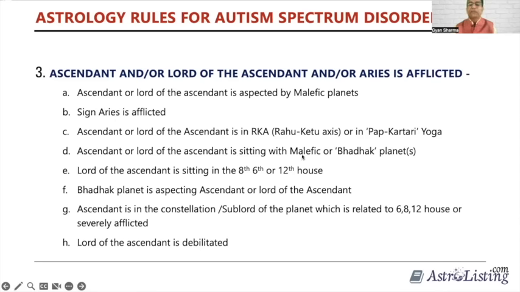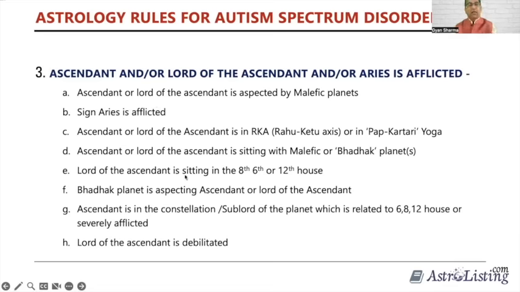The ascendant or lord of the ascendant is sitting with malefic or Badhak planets. The lord of the ascendant is sitting in the 8th, 6th, or 12th houses. A Badhak planet is aspecting the ascendant or lord of the ascendant. The ascendant is in the constellation of the sublord of a planet which is related to the 6, 8, 12 houses or severely afflicted. And the lord of the ascendant is debilitated. So these are the sub rules. While analyzing the horoscopes, I was giving a point for each of these problems, and then I calculated my total score.